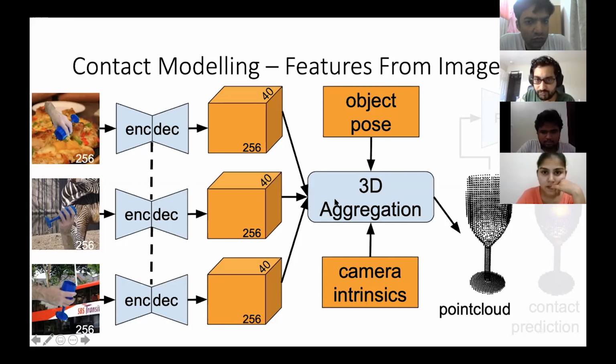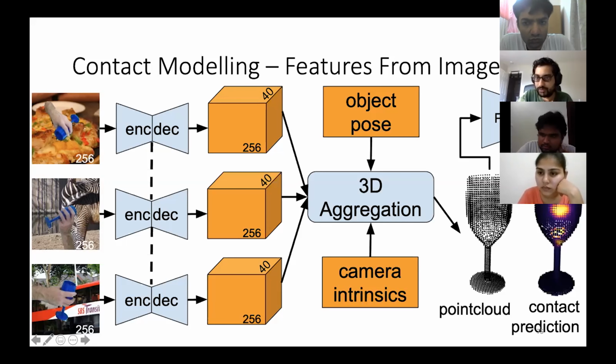And then we do this 3D aggregation. What that means is we use the pose of the object that we know, and we use the camera focal length and things like that, which are called camera intrinsics, to project these features. So you can imagine the 3D model of the object is kind of in this image, and you're projecting features from each pixel onto the visible part of the 3D model, right? And then from various perspectives, you're doing the projection so that you cover the entire surface of the point cloud. And now that you have these features on the point cloud, you can use the same PointNet to do the contact prediction.